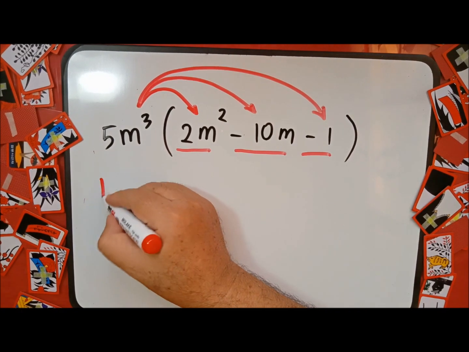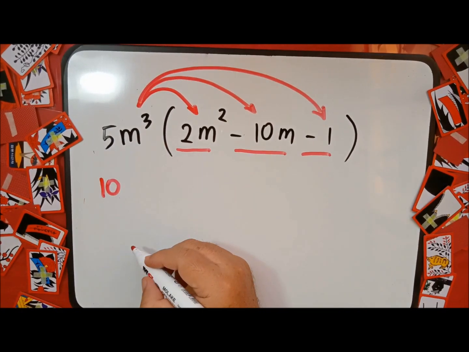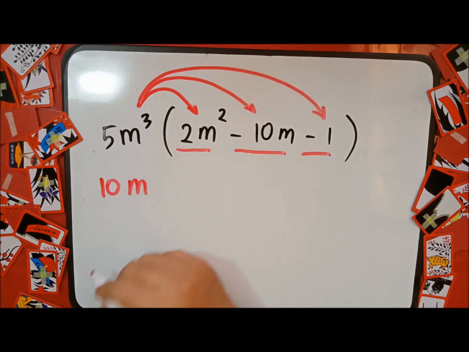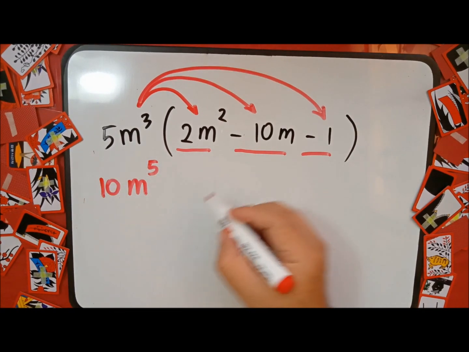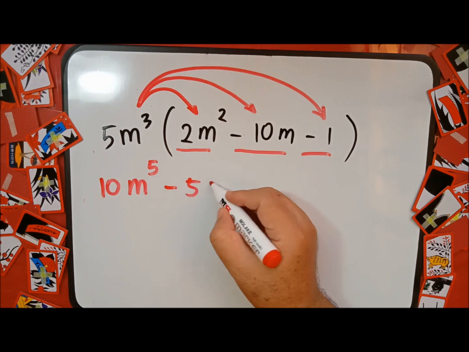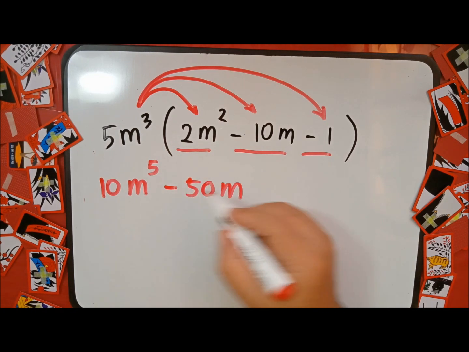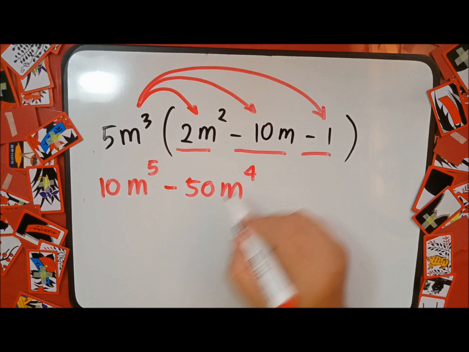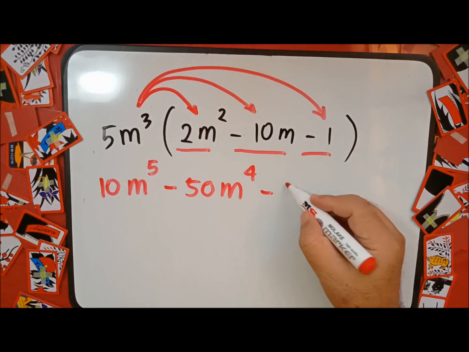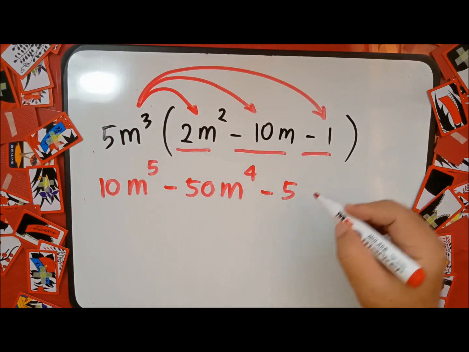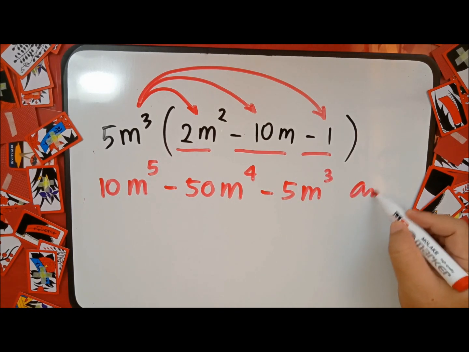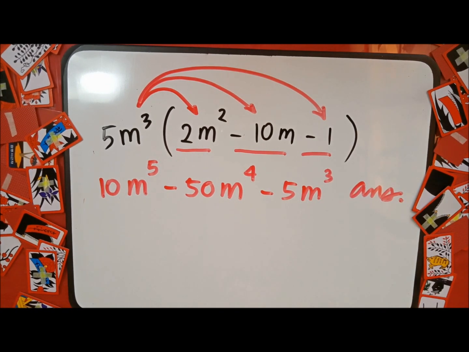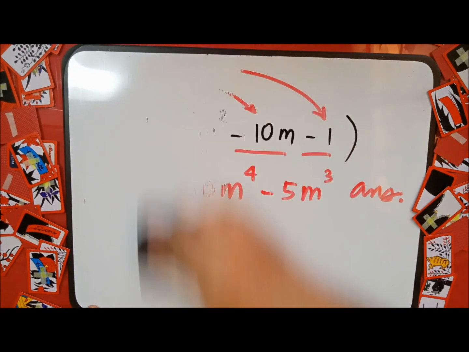5 times 2 is 10. m cubed times m squared, you have to copy the base, then add the exponents. 5 times negative 10, negative 50. Copy the base, add the exponents. 5 times negative 1, negative 5. Then m cubed, retain as is. So this will be your final answer. Okay, next, another one. Let's try another one.